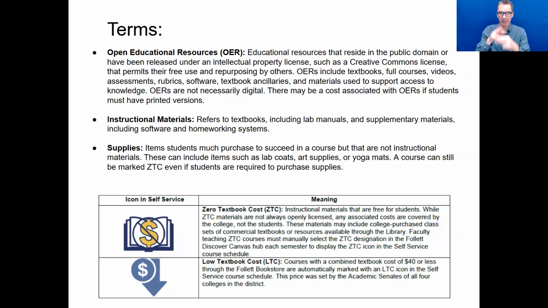For the low textbook cost course, this little icon is the little blue one with the $ sign and a little down arrow, and any course that has required instructional materials that are $40 or less is supposed to automatically get this icon on the course. The instructor doesn't have to do anything. There have been some problems with that in the past. So if you think that your course should have the low textbook cost icon or even the ZTC icon and it doesn't, reach out to me, let me know, and I can investigate, because there have been some issues with Follett Discover in that way.